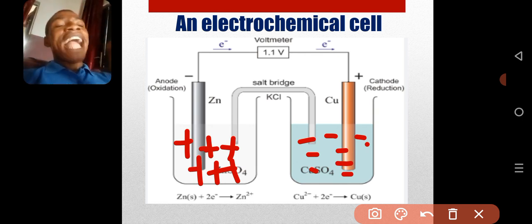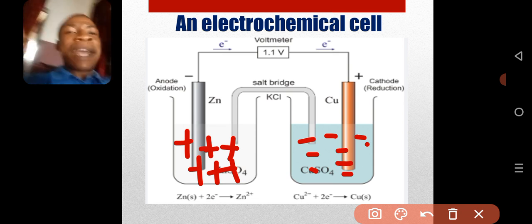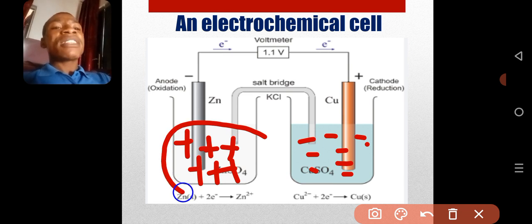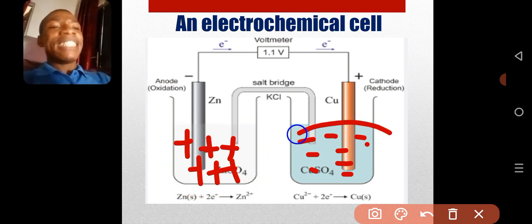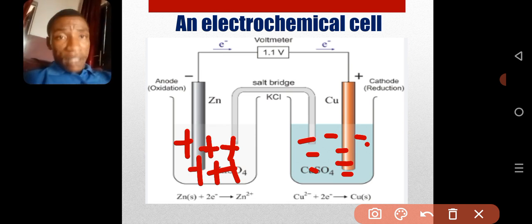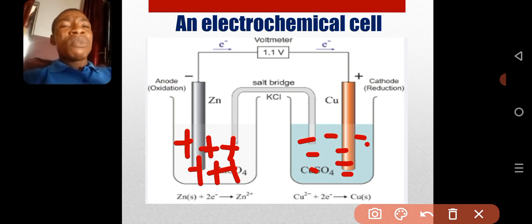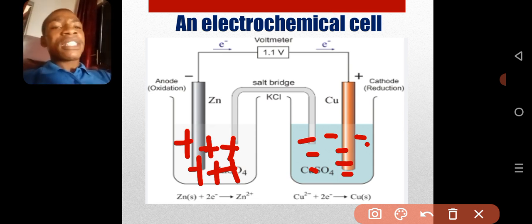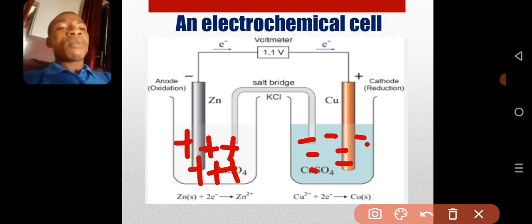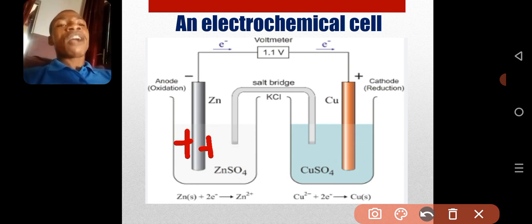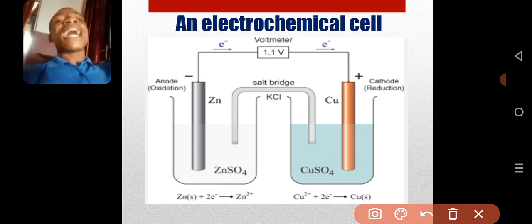This kind of phenomenon is called charge separation, where one side is very positively charged and the other is very negatively charged. Now, charge separation will not allow electron to continue flowing because of two different charges. For this circuit to be complete, there must be neutrality across the two solutions. The solution must not be one positively charged, one negatively charged. So there must be neutrality across the two solutions.